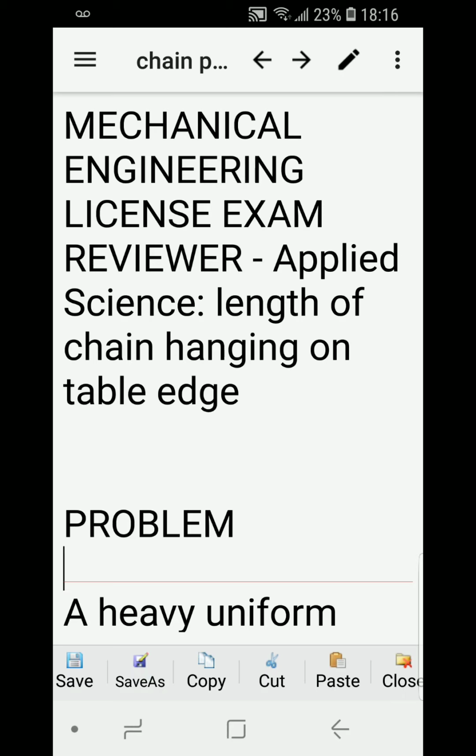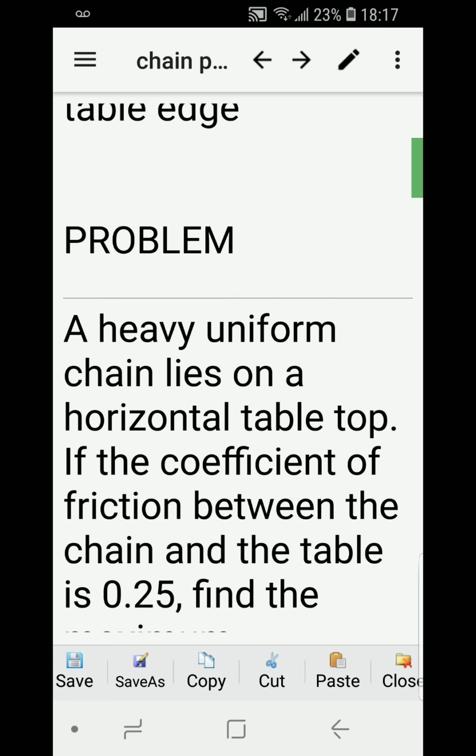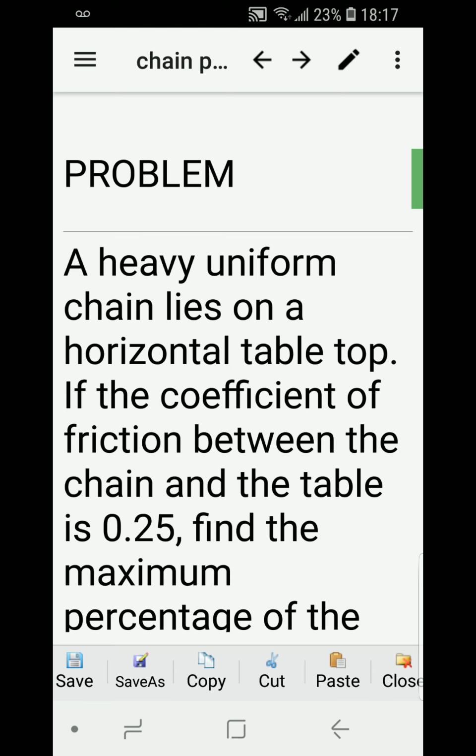Another mechanical engineering license exam reviewer. Today's topic is on applied science, and this is the length of chain hanging on table edge. So here's the problem.